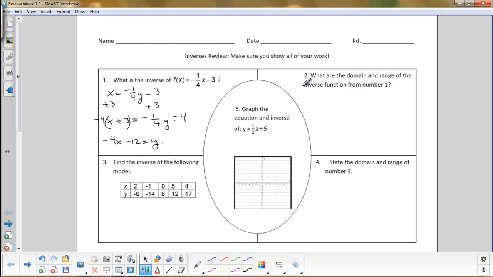Number 2, we're asking for the domain and range of the inverse from number 1. Well, the inverse is a linear function. The domain and range of a linear function is all real numbers.